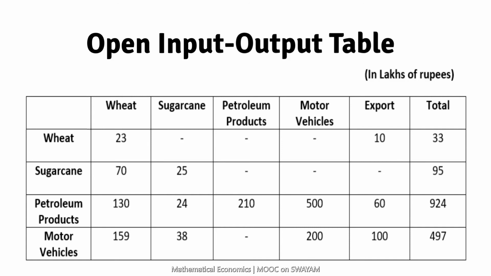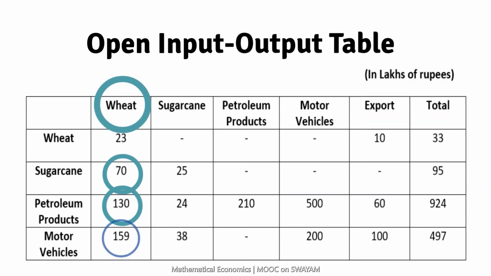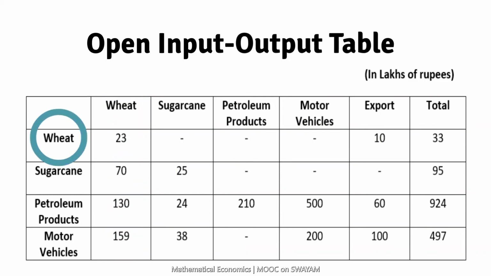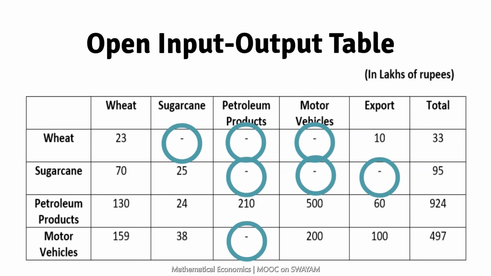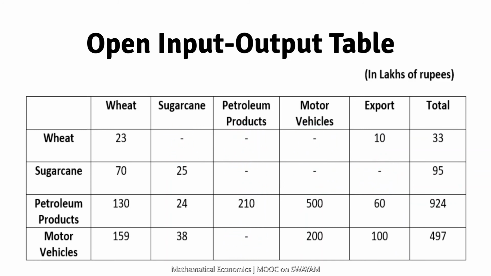It shows the flow of outputs of 4 industries: wheat, sugarcane, petroleum products, and motor vehicles. In order to produce wheat, the wheat industry depends on the output of sugarcane industry, petroleum industry, and motor vehicle industry. Conversely, wheat is not needed for these industries but is used in its own industry. A blank cell means that product is not used as intermediate input.